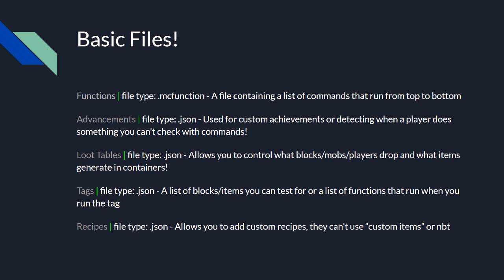Advancements, these are .jsons, and the rest of these are too. They're used for custom achievements or detecting when a player does something you can't check with commands. So if you wanted to check if a player, per se, walks into a nether fortress and you want to run a command when that happens, you'd use an advancement rather than checking if they walk into nether brick.